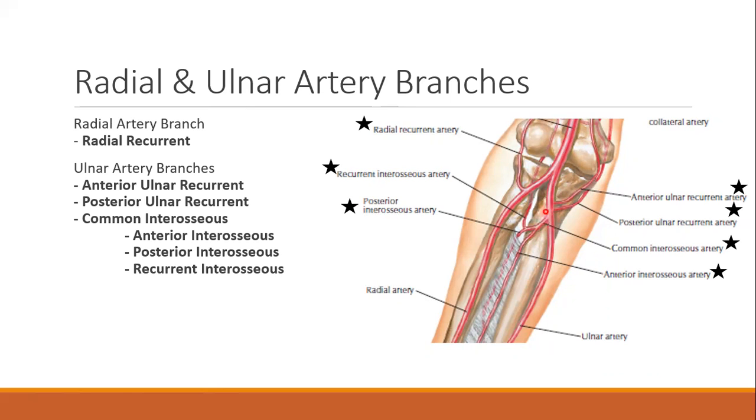And then the third branch off of the ulnar artery is your common interosseous artery. The common interosseous artery is pretty short. It then splits into two. You have your anterior interosseous artery and your posterior interosseous artery. The two arteries are separated via this interosseous membrane that is in between your radius and your ulna. There is also the recurrent interosseous artery. Again, a recurrent artery is going in the opposite direction. The blood flow is flowing in the opposite direction of the main artery it comes off of. So this is your recurrent interosseous artery.